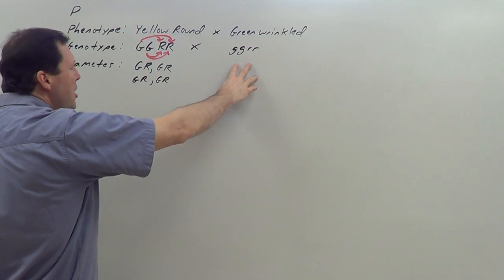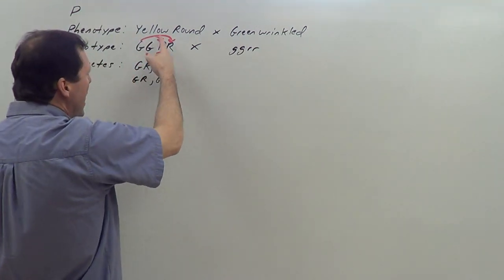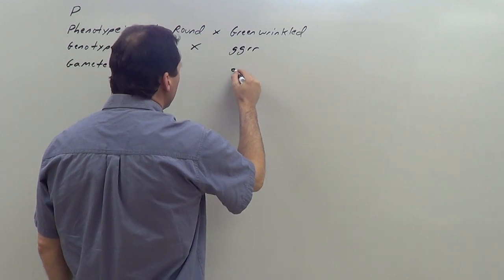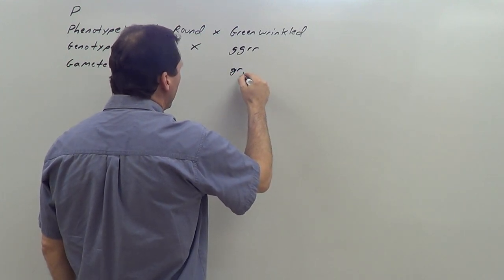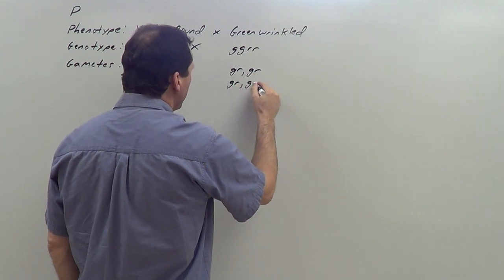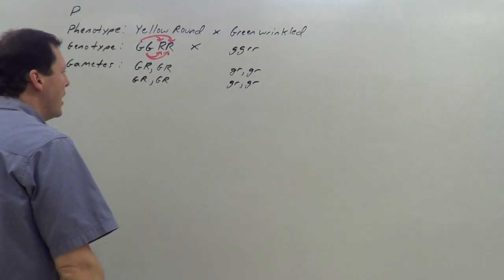Let's do the same thing here. Again, if I apply this FOIL technique here, all my gametes are going to be lowercase g, lowercase r. Lowercase g, lowercase r, lowercase g, lowercase r, lowercase g, lowercase r.